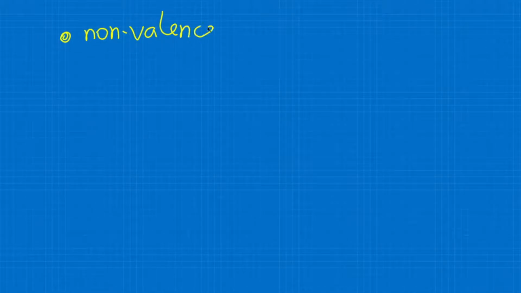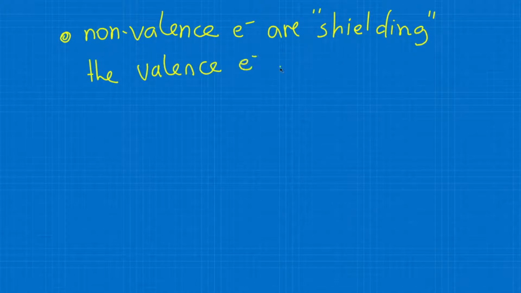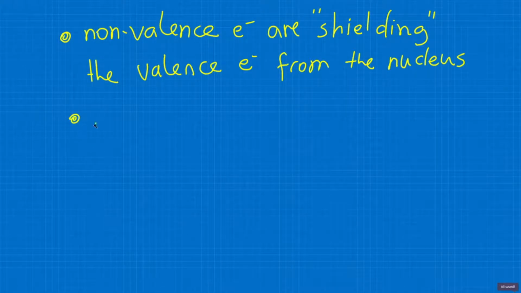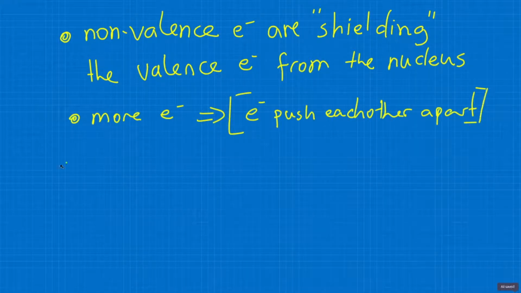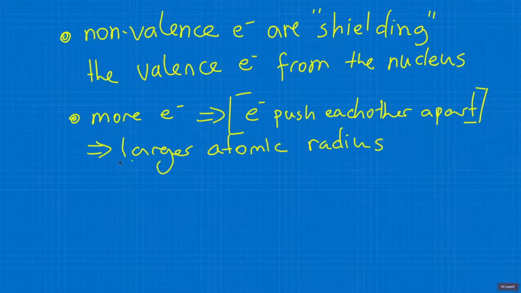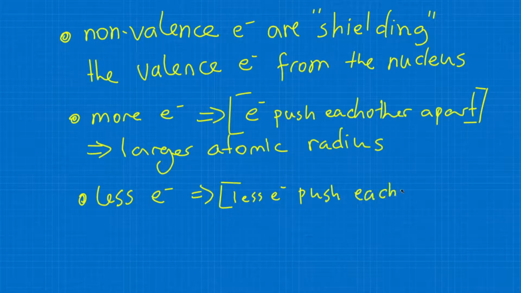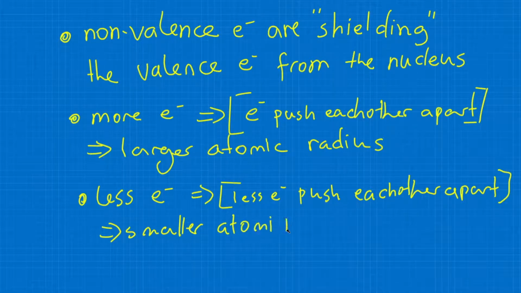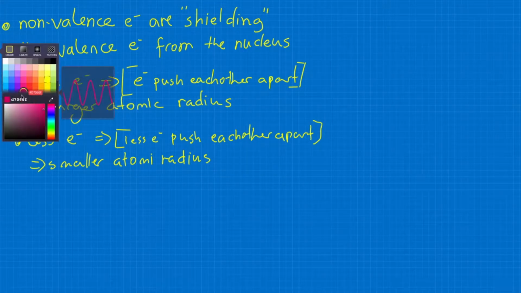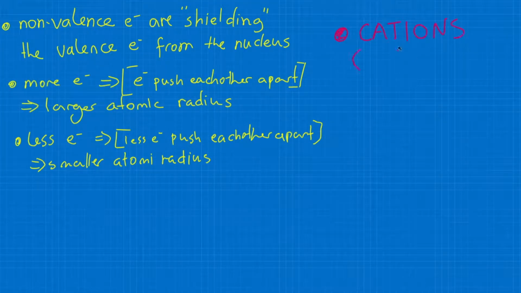Well, we know that non-valence electrons are shielding the valence electron from the nucleus. We also know that more electrons generally means that the electrons are going to push each other apart. They're going to be further away from each other, which means that the atomic radius will be bigger. We also know that when we have fewer electrons, they push each other away less and need less space. So we have a smaller atomic radius.